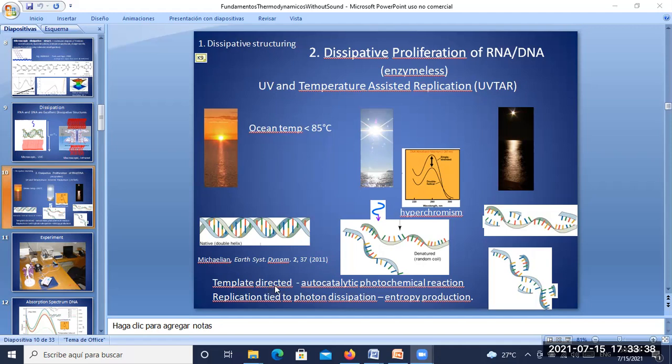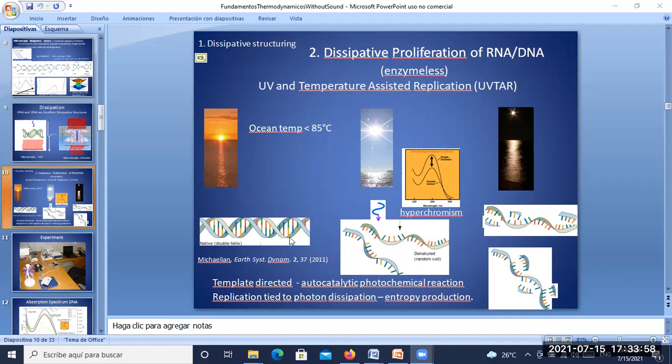So this is template directed, because these single strands act as template to form another complementary strand. And then when it divides again, the complementary strand can act as a template, and the original strand can act again as a template. And so we have replication. In fact, this is exponential replication.